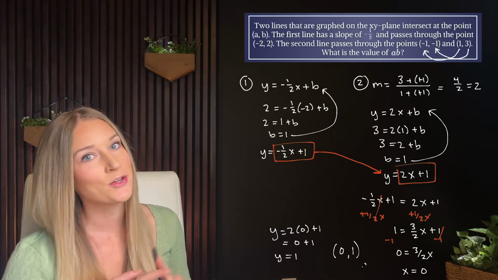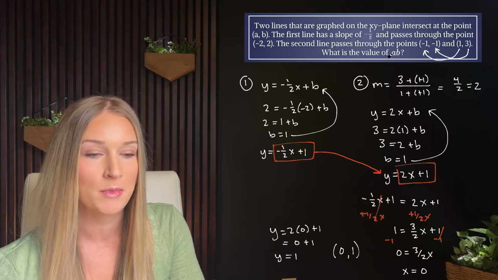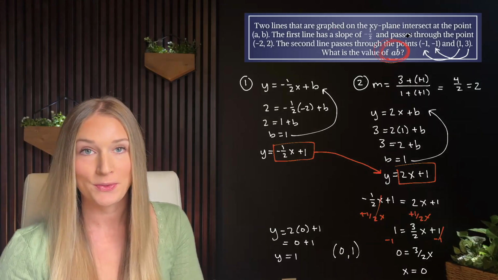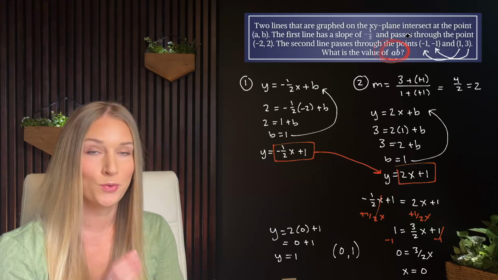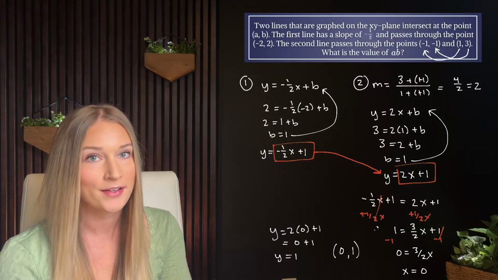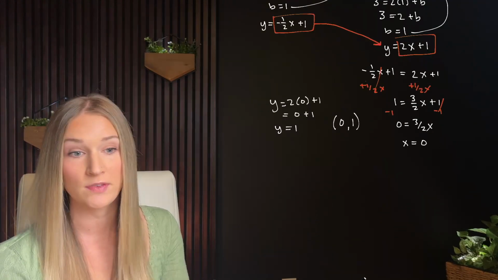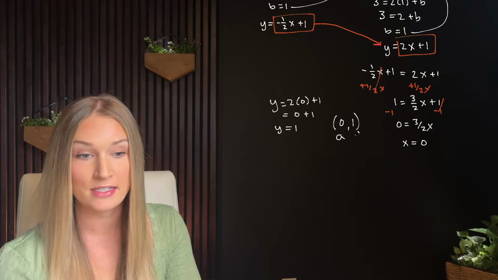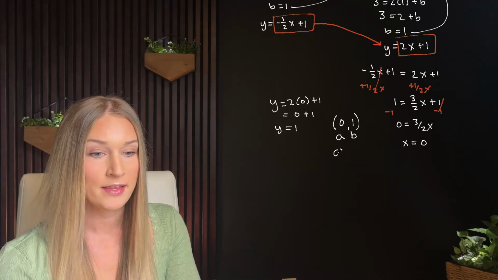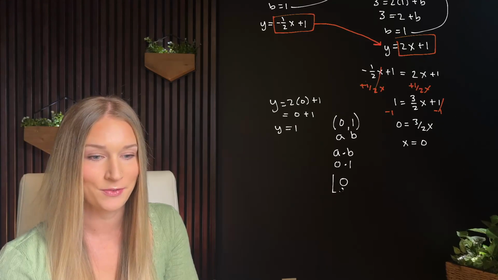Now this isn't quite what they were asking us. They were asking us, if we go back up to the top, what is the value of a times b? So (a, b) is the coordinate where our lines cross, but we want to know what is the product of the x and the y coordinate. So then from here, I need to find the product. If a is 0 and b is 1, then a times b would be 0 times 1, which is 0. And there we have it.